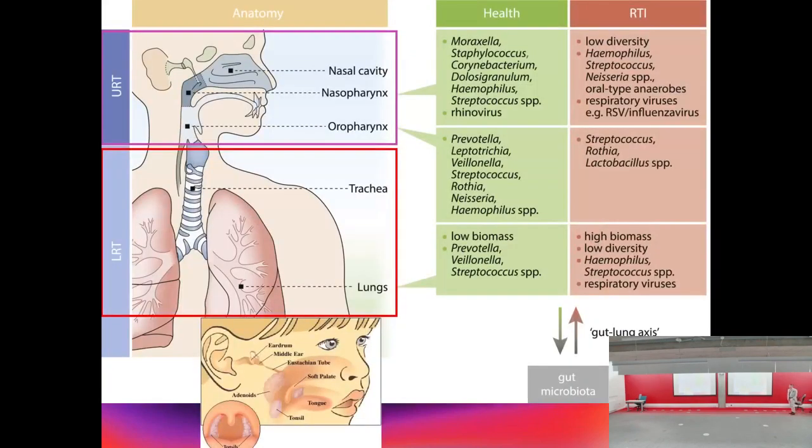So here you go. This is it. This is your upper respiratory tract and your lower respiratory tract. So it's separated into two areas. You've got the upper respiratory tract, which is your nasal cavity, your nasopharynx and your oropharynx. After that, you've got then your trachea, and then you've got your lungs. That is the lower respiratory tract.